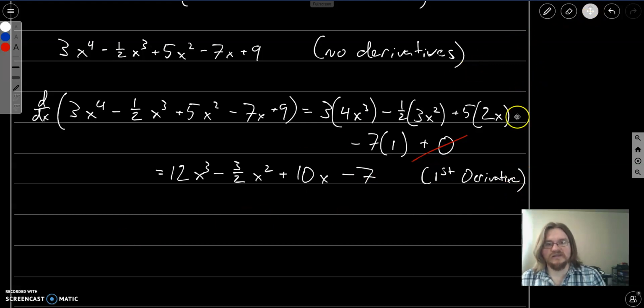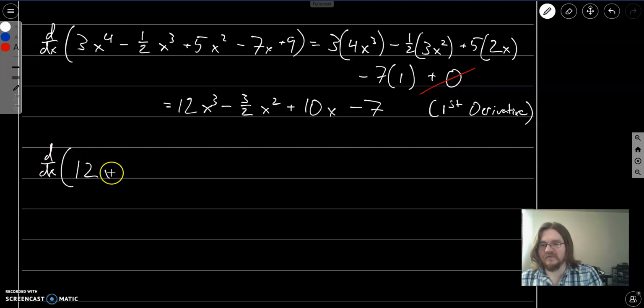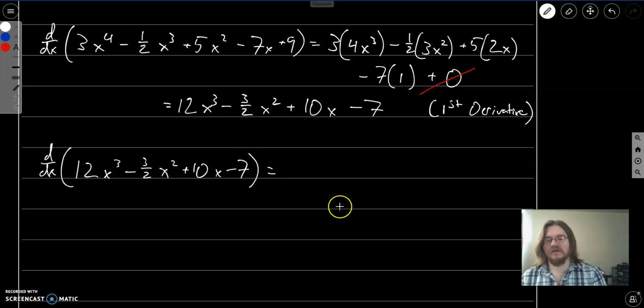And the last thing to do will be to take the second derivative. So let's take another derivative of this guy, the derivative of the derivative. So again, when we take the derivative, we have a bunch of things being added or subtracted from one another, so we'll just take the derivative of each one individually.